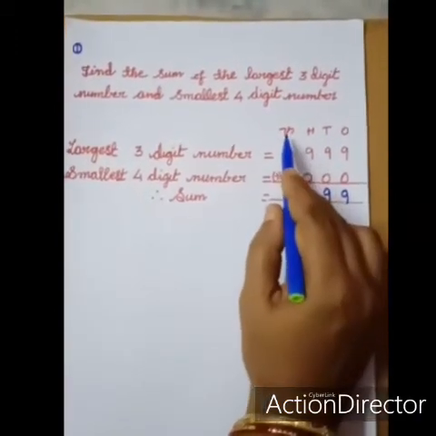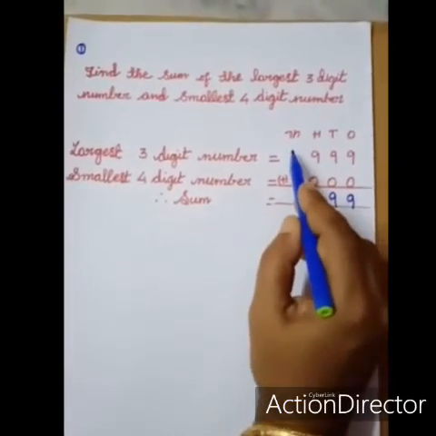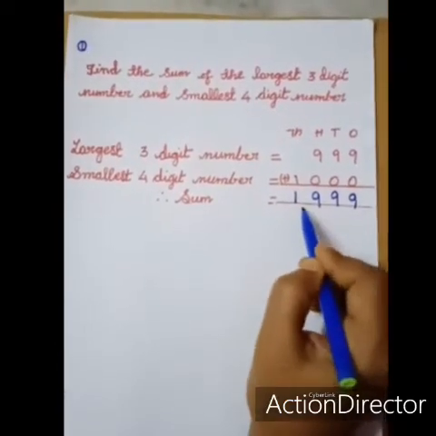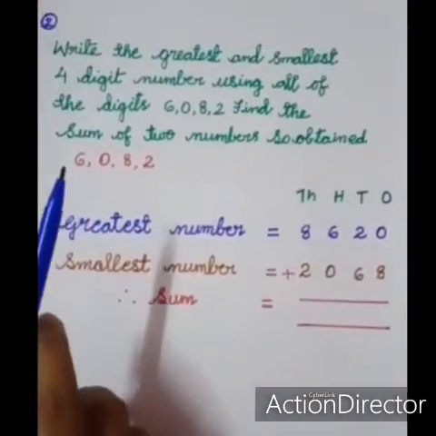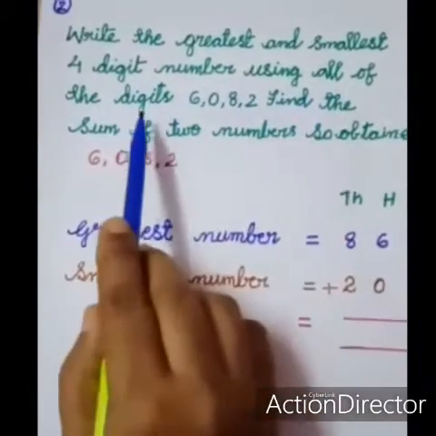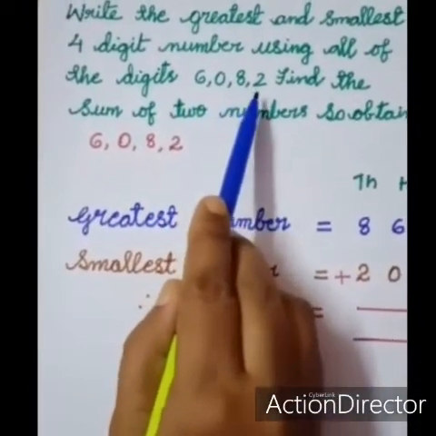Now we move to the thousands place. In thousands place we have only 1. There is no other number to add. We write 1. Therefore sum is 1999.